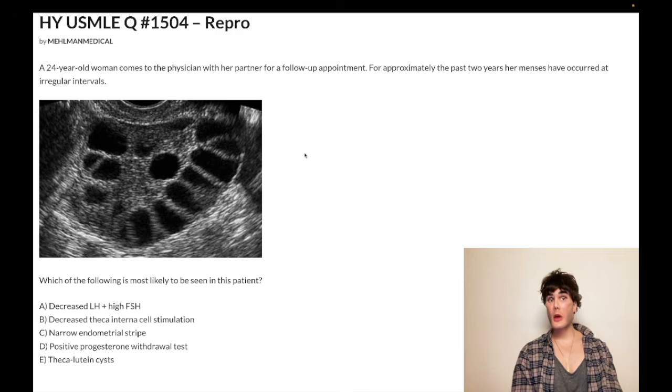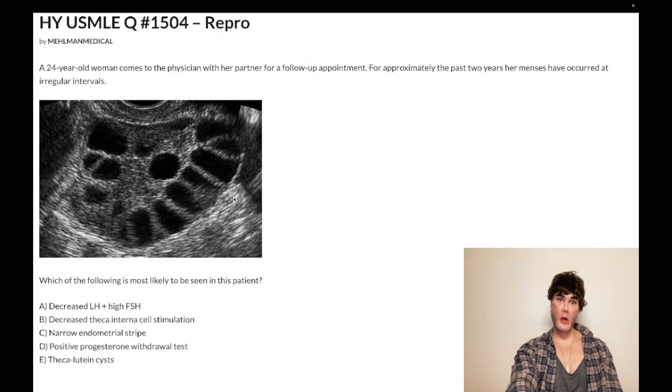And let's start the clip. So, 24-year-old woman here. She's got irregular menses for the past 2 years, and we're being intentionally vague because we want you to think about the differentials for what could cause oligomenorrhea. And we've got this ultrasound here, which NBME USMLE will show you a very similar one. I probably used this image in prior YouTube clips. We got 1504 here on the questions, but this is showing you polycystic ovarian syndrome.